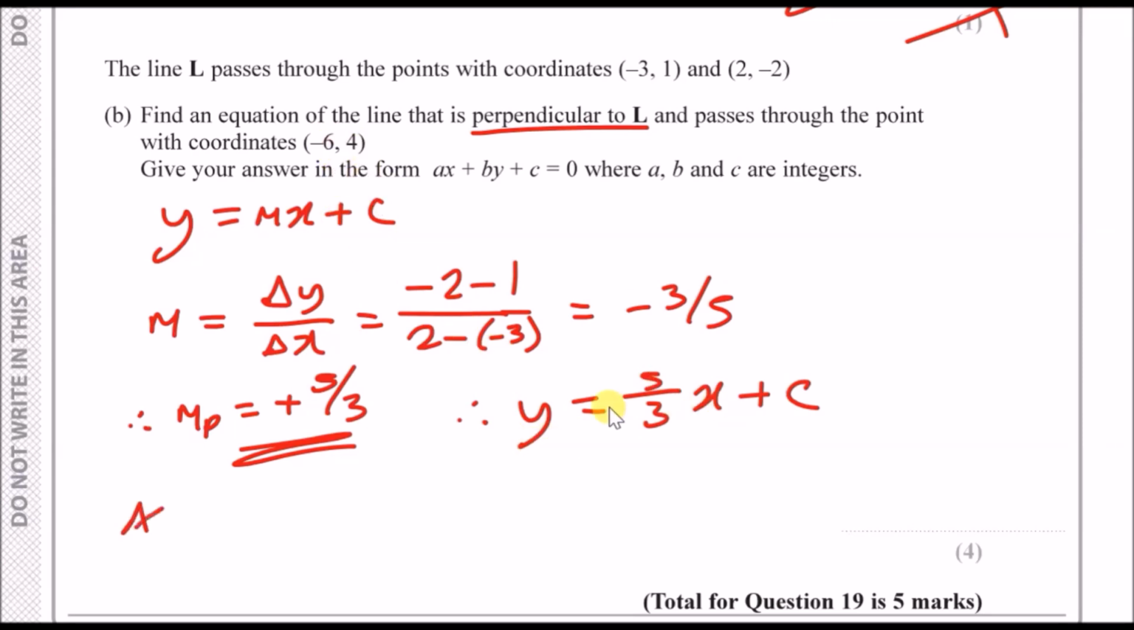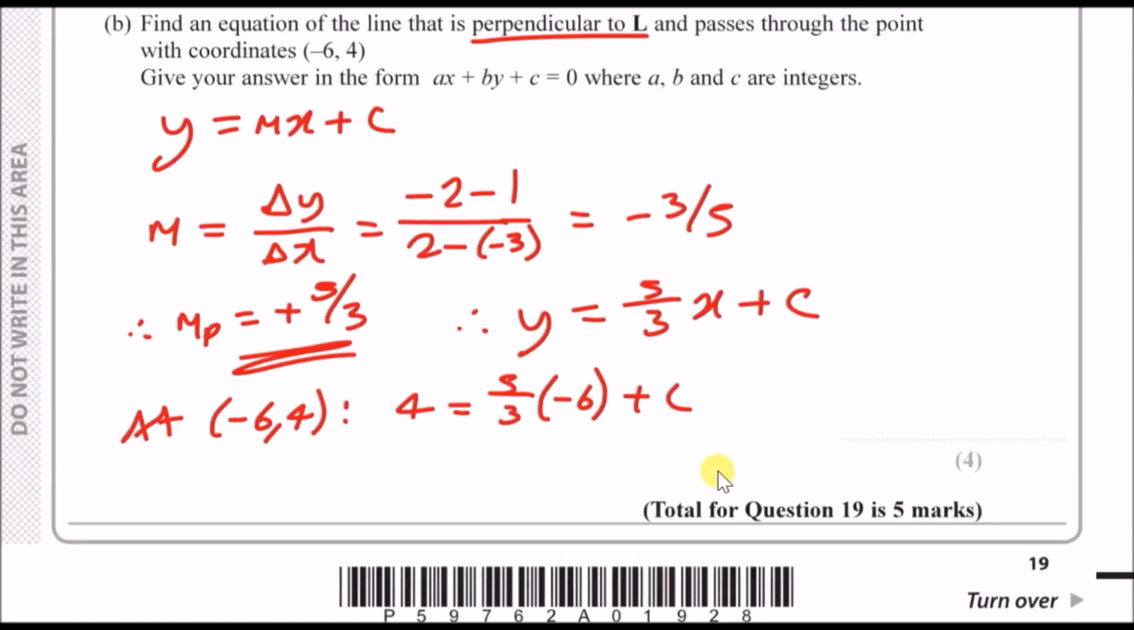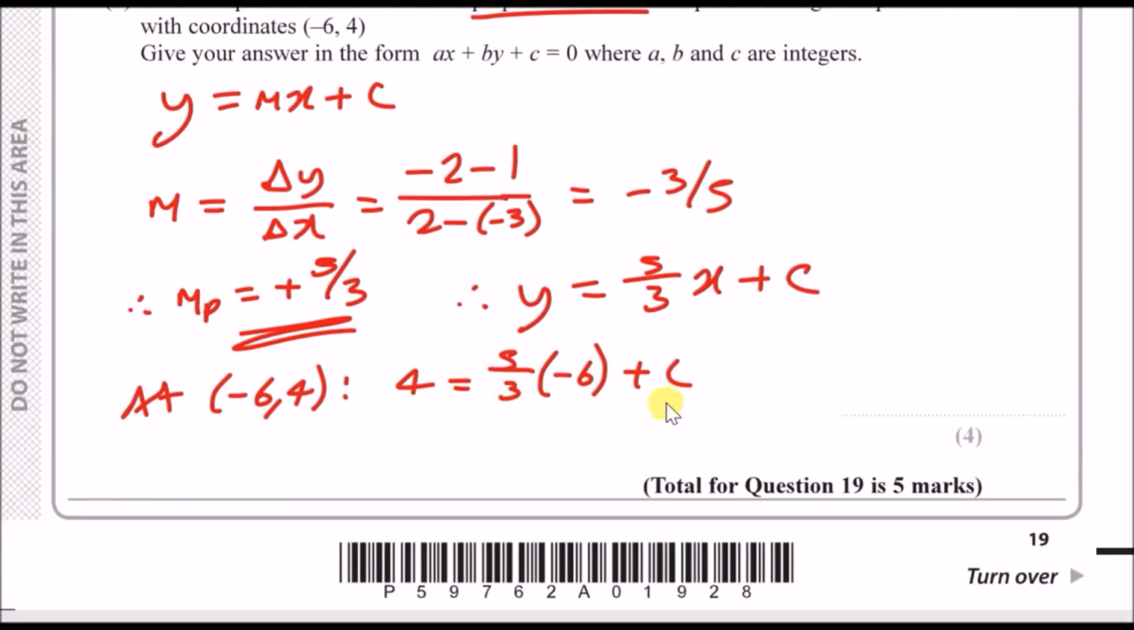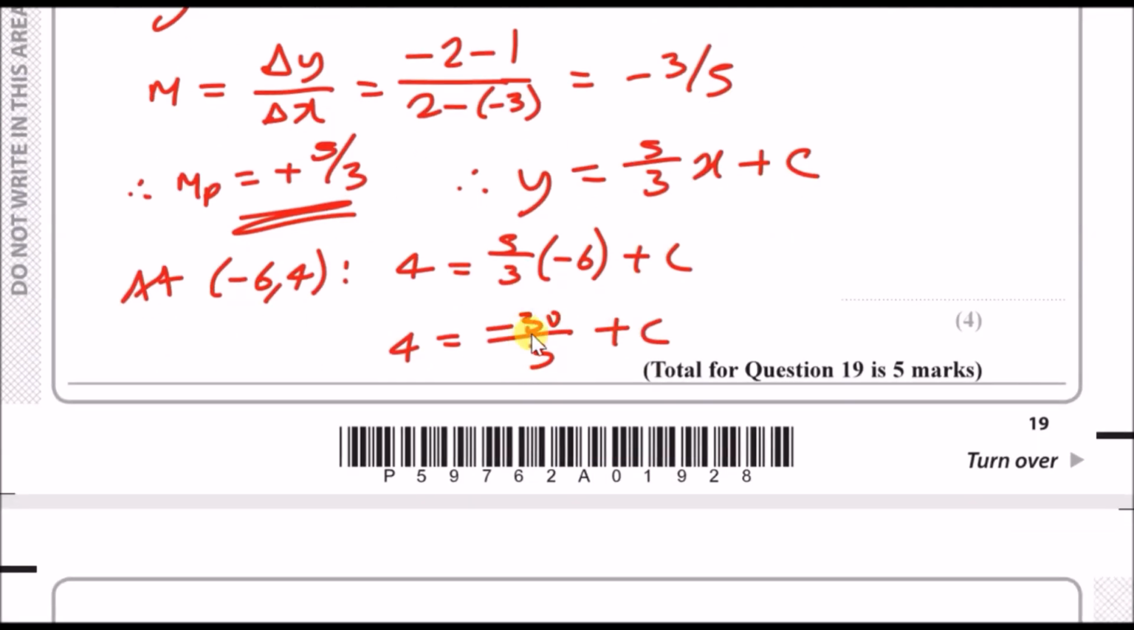Let's replace the x value with minus 6 and the y value with 4. So at minus 6, 4, we're now going to get 4 equals 5 over 3 times minus 6 plus c. So literally, you just got to solve for c. So expanding this and solving for c, you're going to get 4 equals, well, 5 times minus 6 is minus 30 over 3, and then you've got plus c.